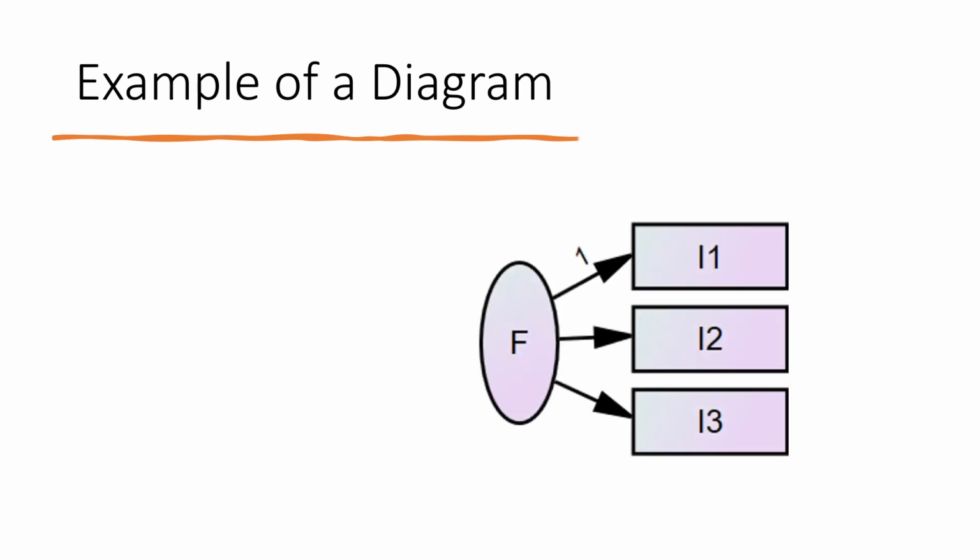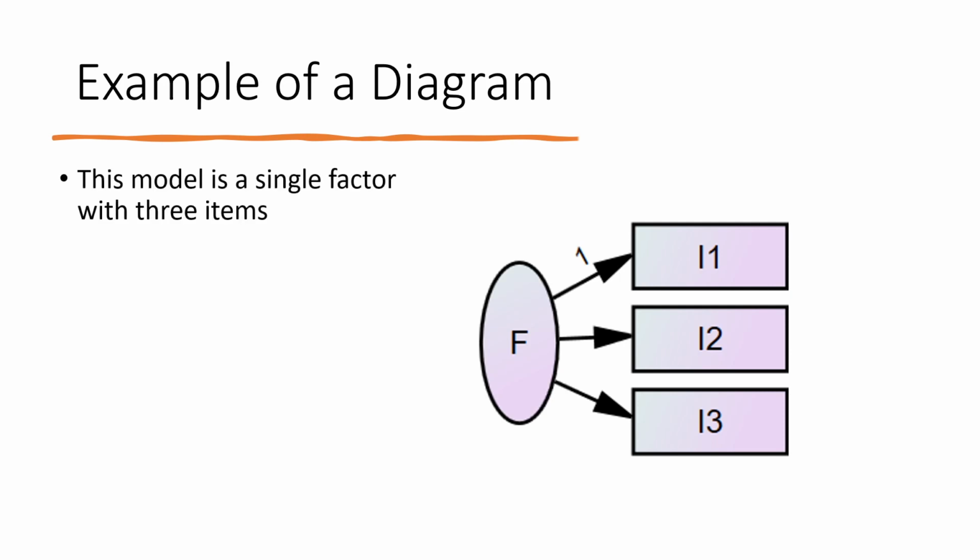So here we have an example of a potential diagram. You'll notice the circle or oval on the left representing our latent factor variable. And you'll notice three items, I1, I2, I3, listed in the squares on the right, indicating that these are observed variables. We also have arrows indicating the hypothesized causal flow direction. So that is, I'm assuming the factor is impacting the item.